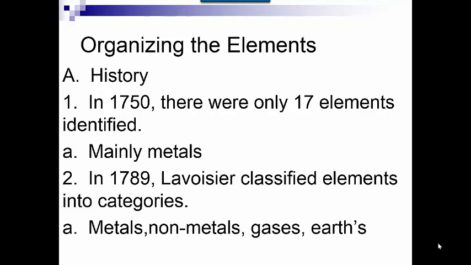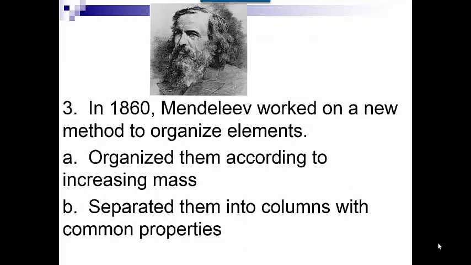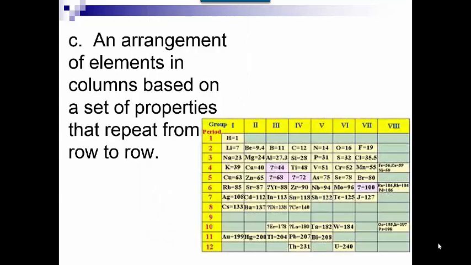In 1789, Lavoisier classified elements into categories. So he had metals, nonmetals, and then he had gases and what he considered earth. In 1860, we have a scientist named Mendeleev, and he is definitely one that you need to be familiar with. He worked on a new way of organizing elements, and he organized them according to their masses. And instead of just listing off all of the elements, he separated them into columns based on common properties. So it looks like this that you see here on your screen, this picture.